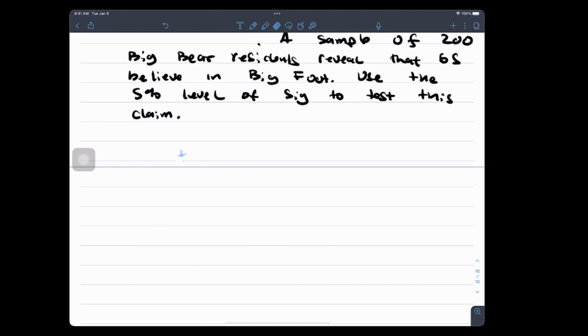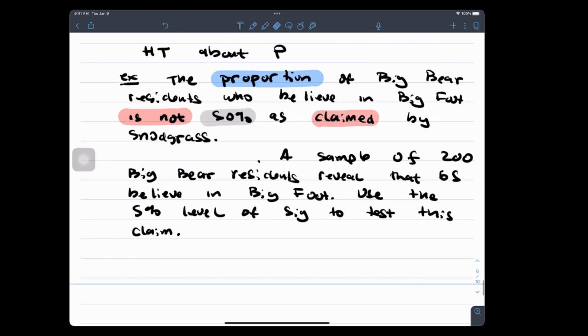Write down, what's the claim? Notice the language I just used. What is the claim? This is a person's claim. This is the statement we're testing. Remember, people say a lot of stuff in this world, doesn't mean it's true. You've got to test it. So what do we do? P, what? Good job. Not equal to what? 50%. And this is my what? Claim. I write that down. Follow my steps. Write it down.